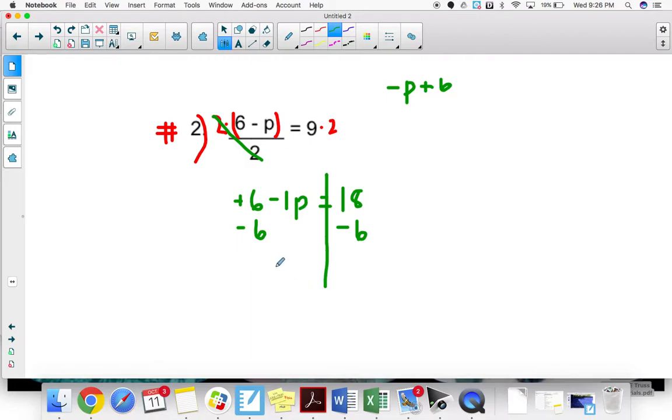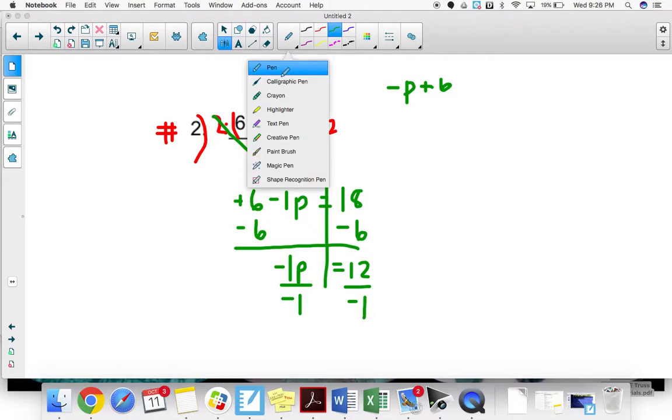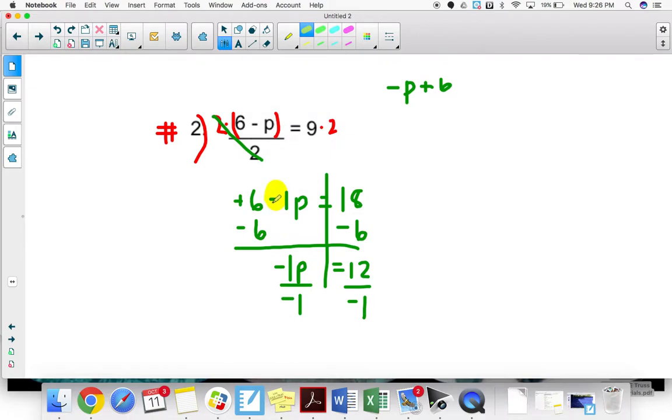All right, and so we end up with a negative 1p equals 12, and we have to isolate the p, so we have to divide by a negative 1. The mistake I saw most common on this question is a lot of you forgot to include this negative sign when you simplified. And I think if you put the 1 here, it helps avoid that mistake. All right. So the final answer would be p equals a negative 12, not a positive 12.